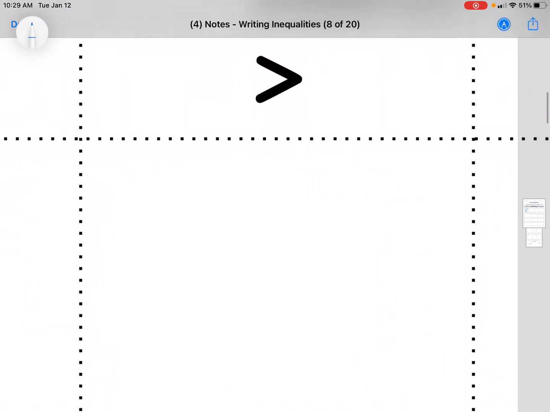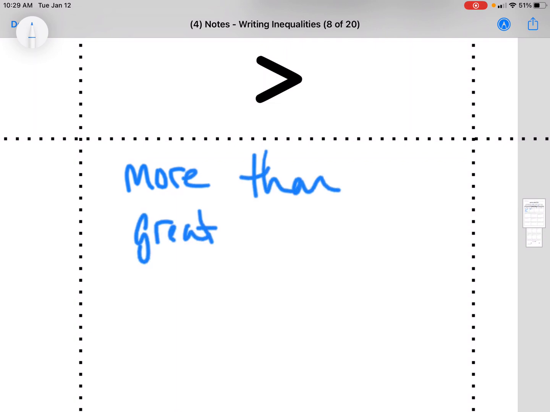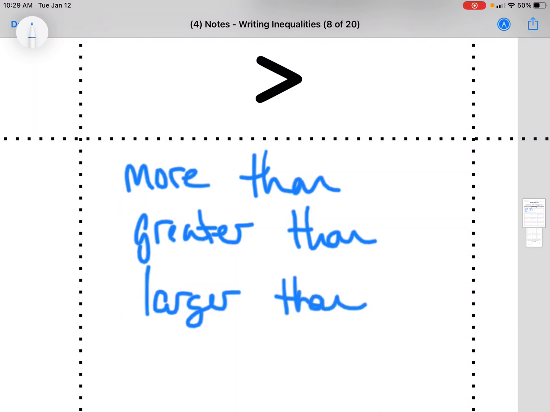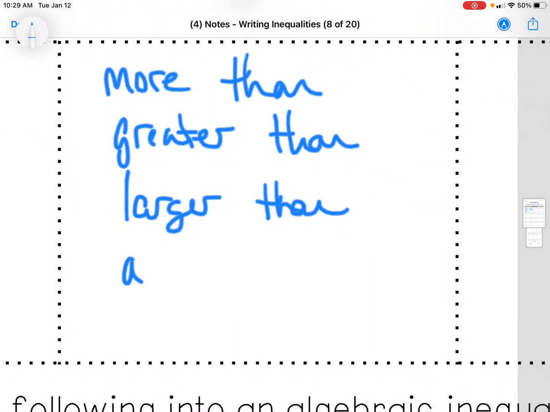Here we could say more than. We could say greater than. We could say larger than. We could say above. We could even say exceeds.